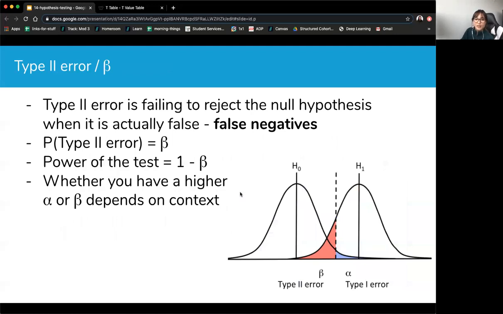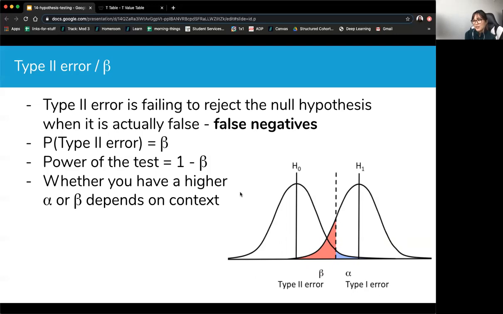So type 2 error, the opposite of type 1 error, is failing to reject the null hypothesis when it is actually false, so false negatives. The probability of type 2 error is measured by beta. And with beta, we bring in something else called the power of a test. This is the last slide that I have here, not to cliffhanger you guys, but we're going to talk about power of a test in the next study group. Basically, power of a test is 1 minus beta, which we'll talk more about on Tuesday, and whether you have a higher alpha or beta depends on context.